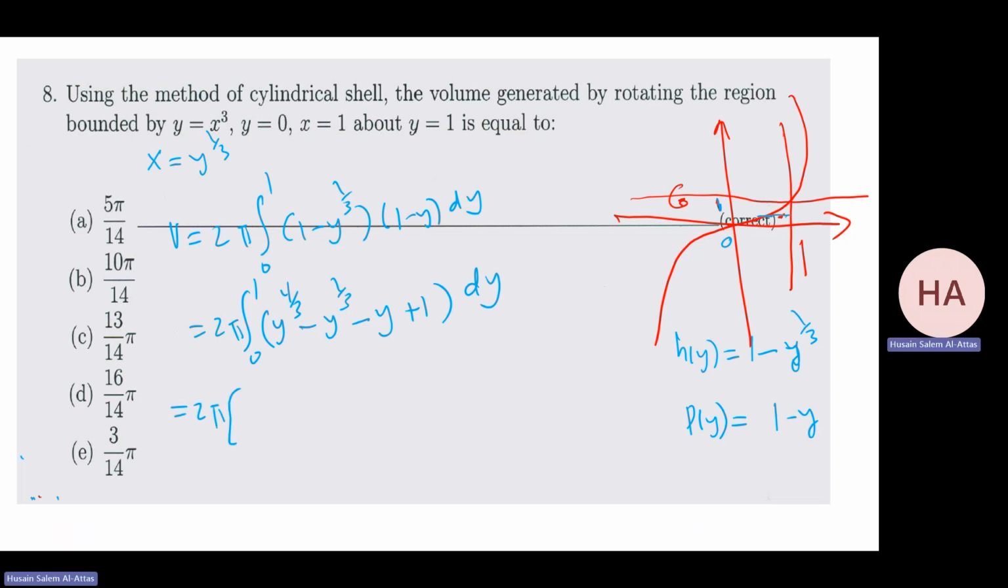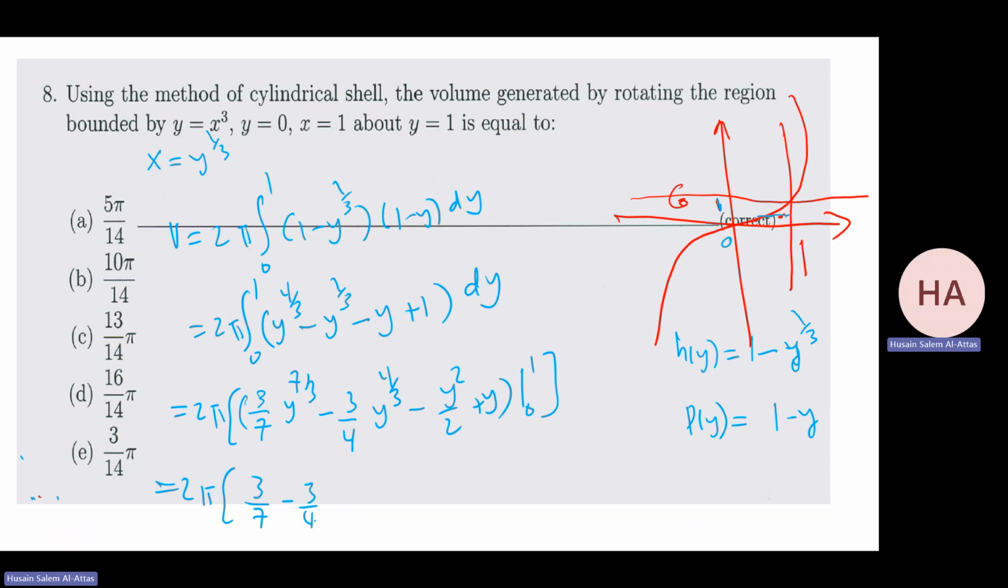2 pi of what? Now this is just a calculation. I add 1, so I have 3/7 y to the power 7/3, minus 3/4 y to the power 4/3, minus y squared over 2, plus y, from 0 to 1. That gives me 2 pi times the calculation now: 3/7 minus 3/4 minus half plus 1.